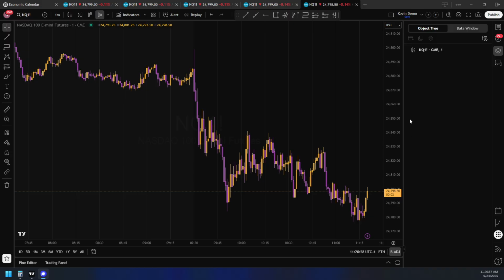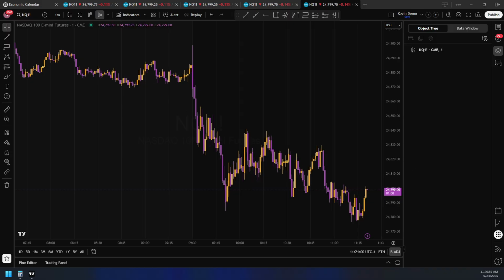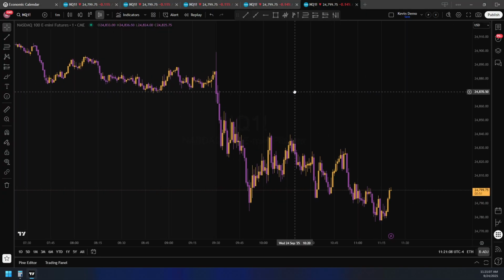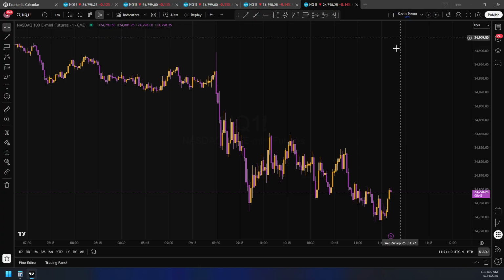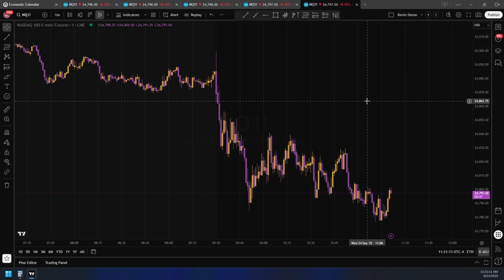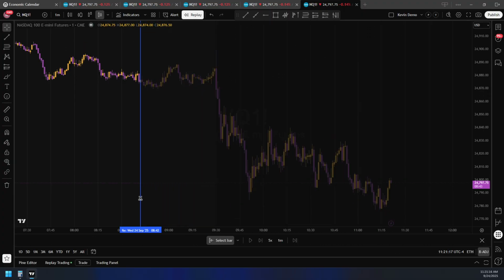Sounds great. So I just opened a new chart, named it Kevin Demo. You can see in the object tree there's nothing on it. It is completely blank. So let's go ahead and find ourselves a random date.